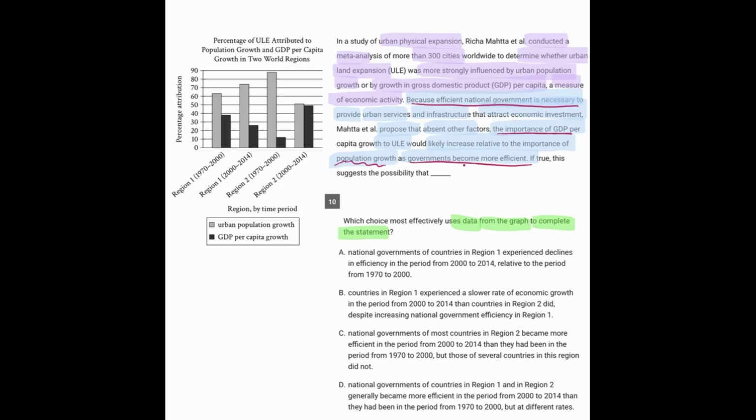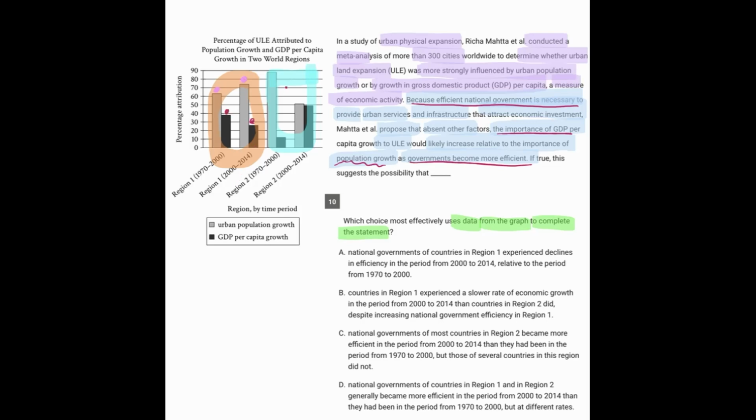For a more efficient government, then GDP would be more important. And on the other hand, I guess that implies that if GDP is less important, then it means that the government must be less efficient. So in this table, we have two regions, region one right here in orange and region two right here in teal. And in region one, as time went on, population growth, which is the lighter bar, kind of became more important and GDP money became less important.